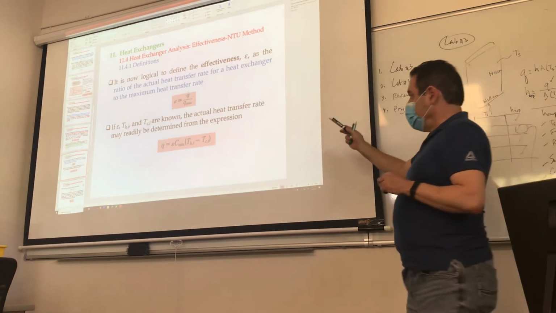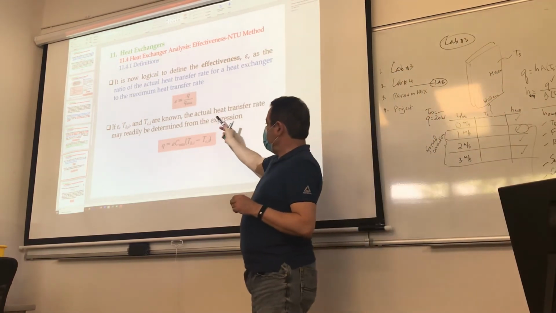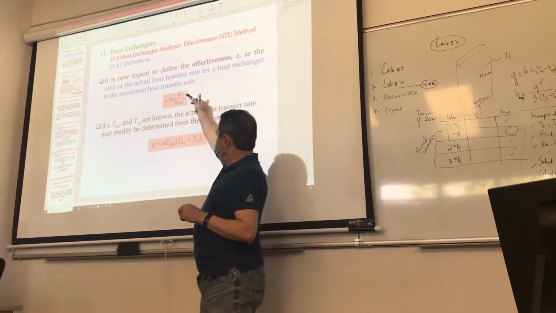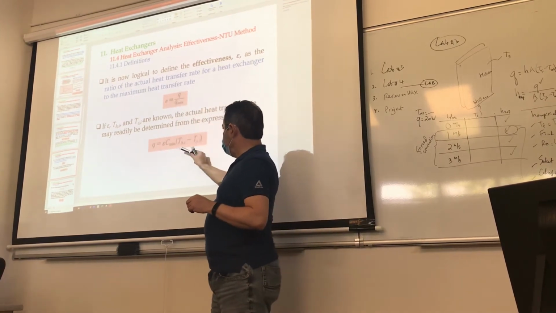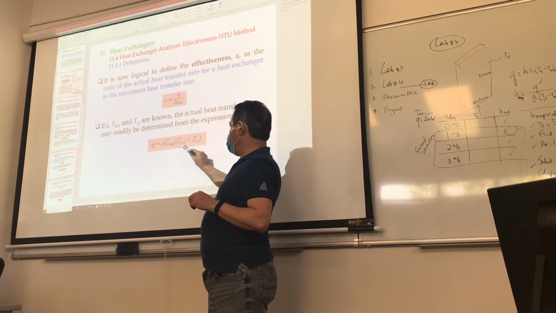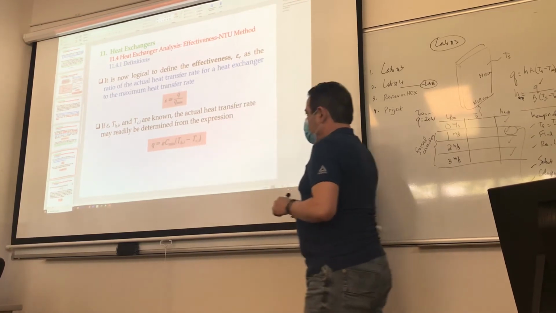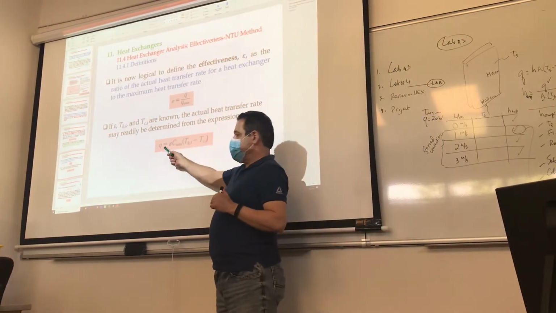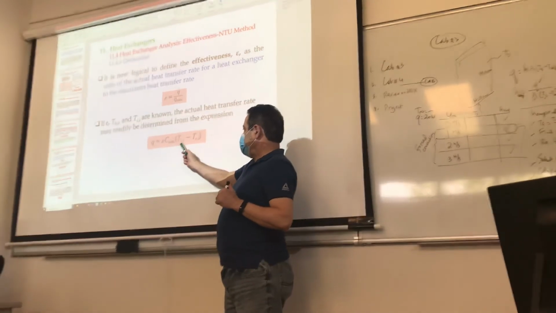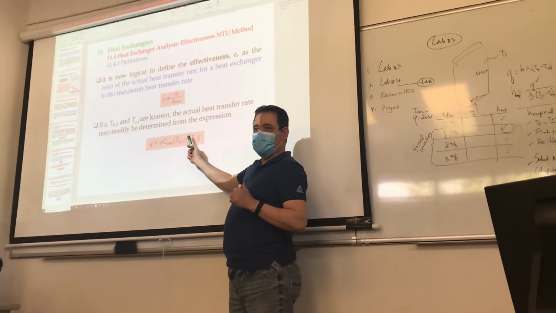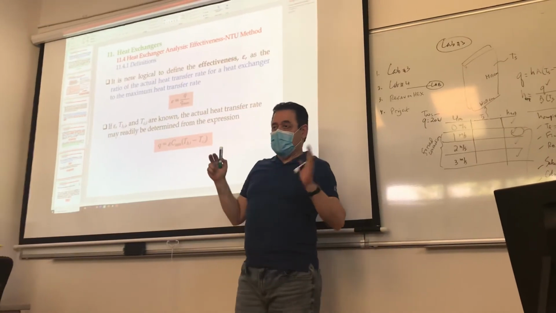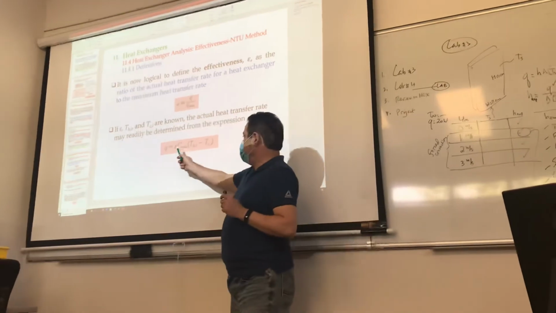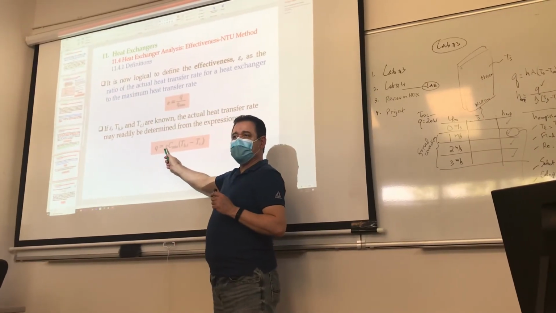If epsilon, T_hi, and T_ci are known, the actual heat transfer rate then becomes Q is equal to epsilon times Qmax, but I know that Qmax is Cmin times (T_hi minus T_ci). Now look at this equation. I can figure out the Q associated with the heat exchanger by knowing what? By knowing just the 2 temperatures, T_hi and T_ci. I don't need to know T_c out, I don't need to know T_h out. But again, what I need to know is this epsilon.